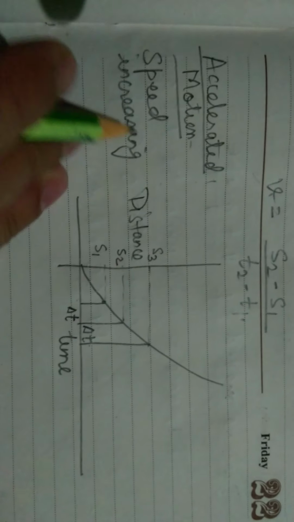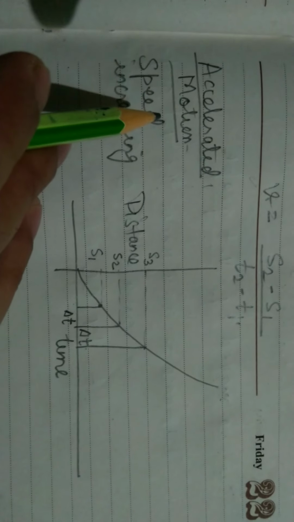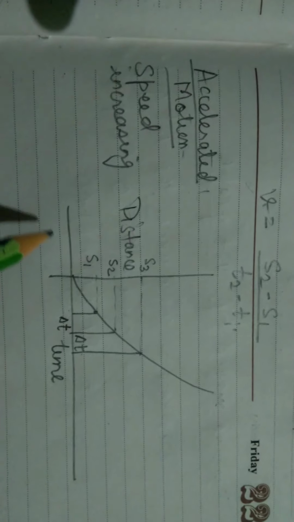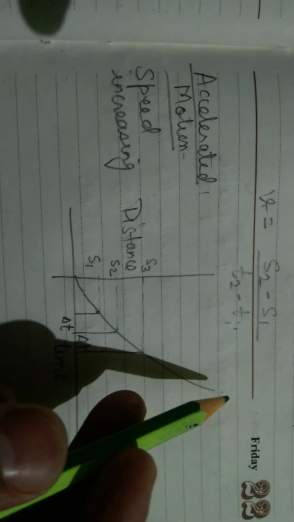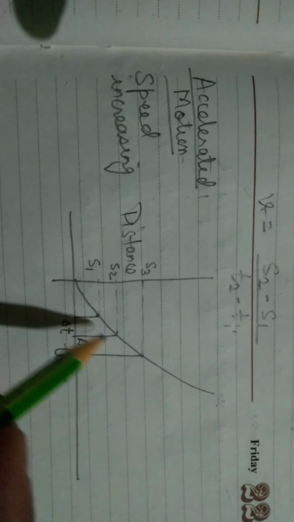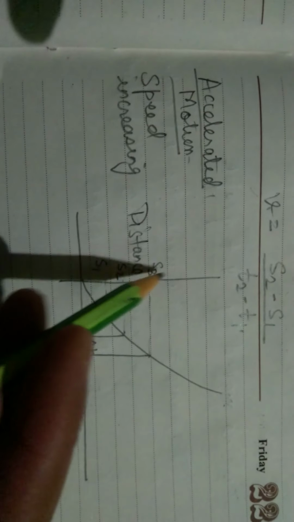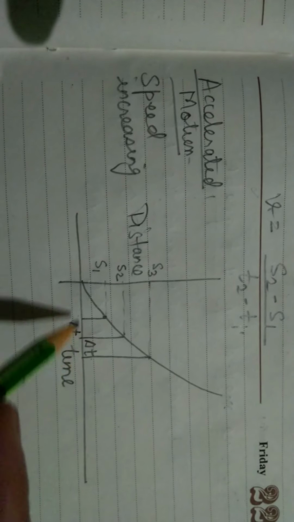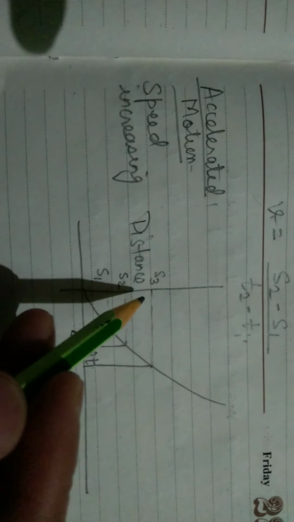Now another very important thing is accelerated motion, that is, when the speed is not constant and the speed is increasing. Here we will get a distance-time graph which is like this. It is not a straight line, it is a curved graph. We can very easily verify that the speed is increasing. We will take equal intervals of time, like we did in the first graph, and draw parallel lines from these points.